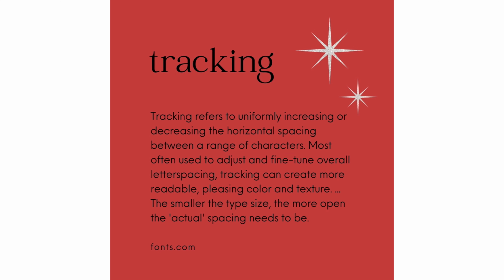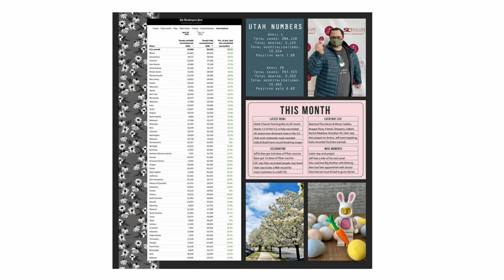Another important term to understand is tracking. And that talks about the increase or decrease of horizontal spacing. And I'll show you that in just a minute. This is most often used to just kind of adjust and fine-tune overall spacing. And it's a really handy little thing to know about. When your type is really small, you may really want to increase your tracking. It makes it easier to read.